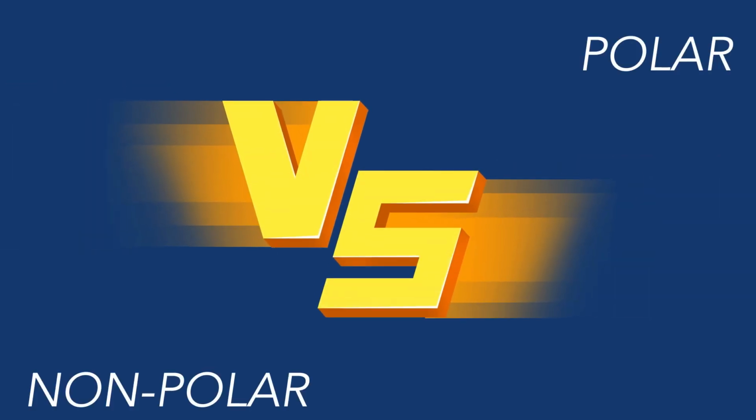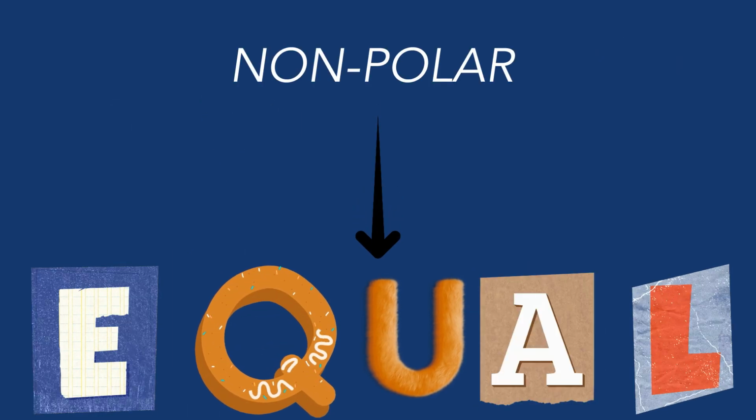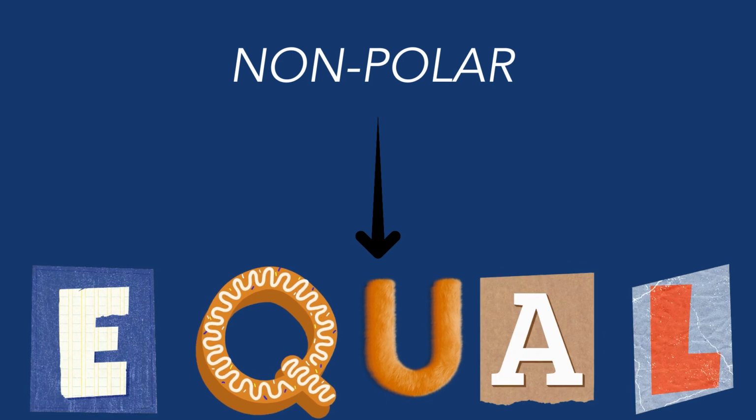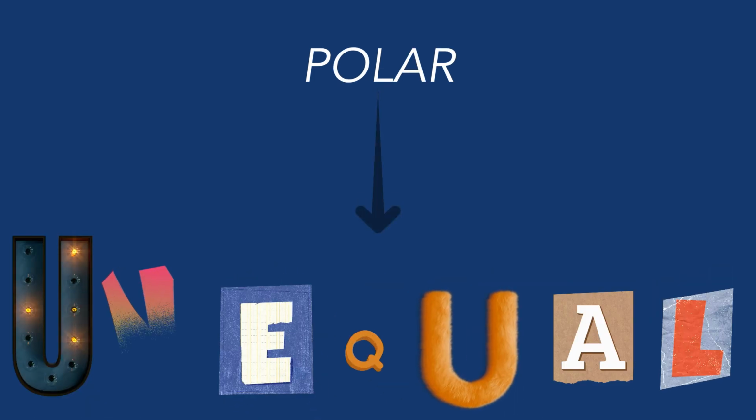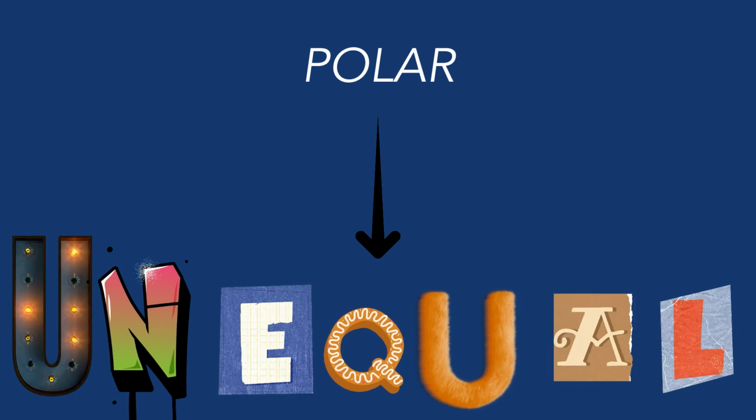However, it is important to differentiate between our nonpolar and polar covalent bonding. To put it simply, our nonpolar covalent bonding involves the equal sharing of electrons, while our polar covalent bonding involves the unequal sharing of electrons.